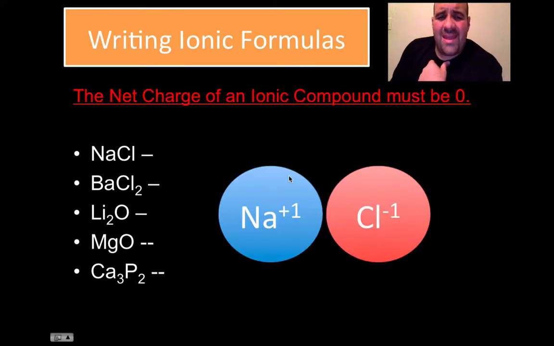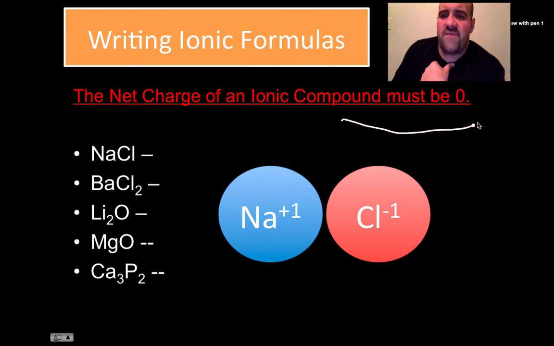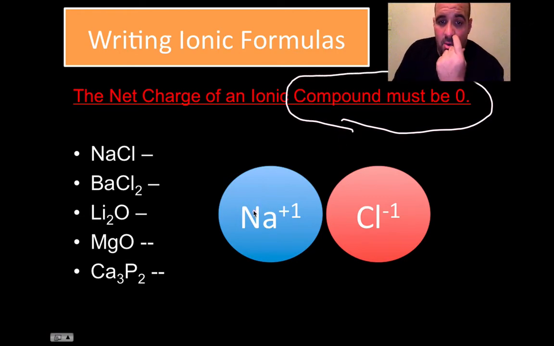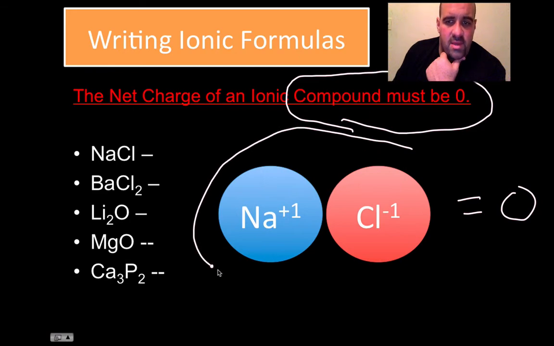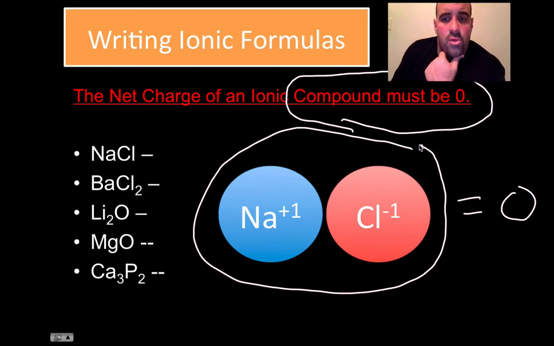And now we're going to look at writing ionic formulas, and this is not too bad. Just realize that there is one simple rule here. The net charge of an ionic compound must always be 0. So when we have sodium chloride or table salt, the charge on a sodium ion is +1. The charge on a chloride ion is -1. Together that adds up to a total charge of 0. If you were to put a circle around all of these atoms, the total charge inside must equal 0. And that's the rule of thumb for ionic compounds.